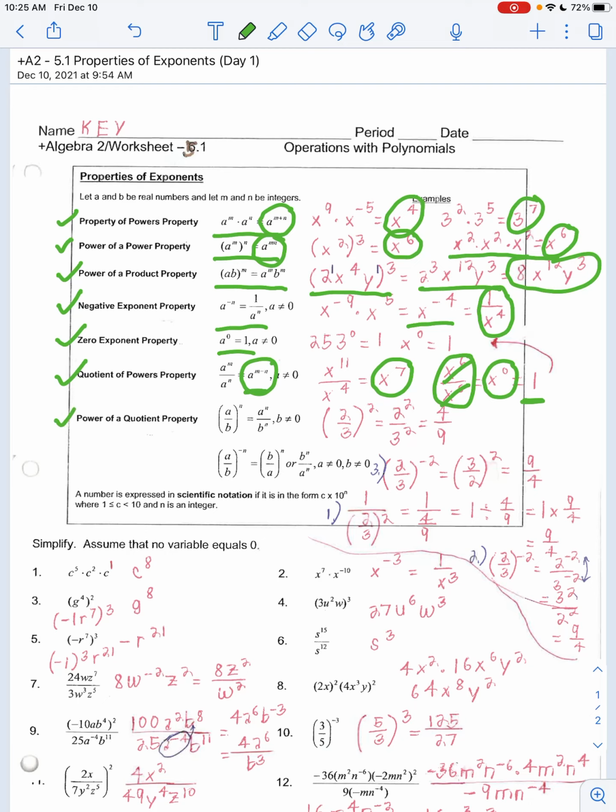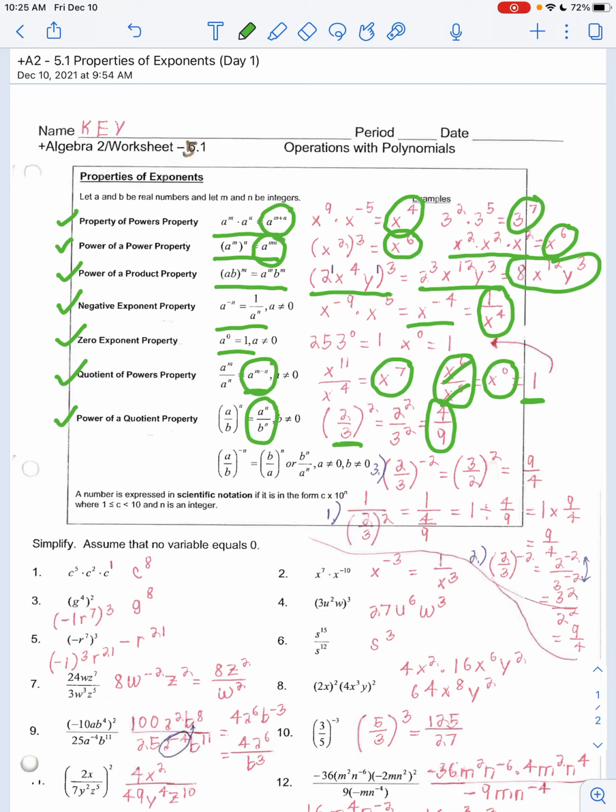Then we have the power of a quotient property, and when you have a base that is a fraction raised to a power, you actually raise both the numerator of that base to the power as well as the denominator of that base to the power. So in my example, the fraction 2/3 raised to the second, I rewrote as the numerator 2 raised to the second over the denominator 3 raised to the second, and then I simplified. 2 squared is 4 and 3 squared is 9.